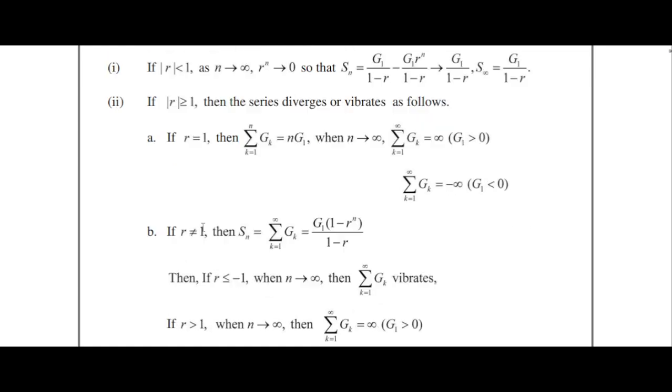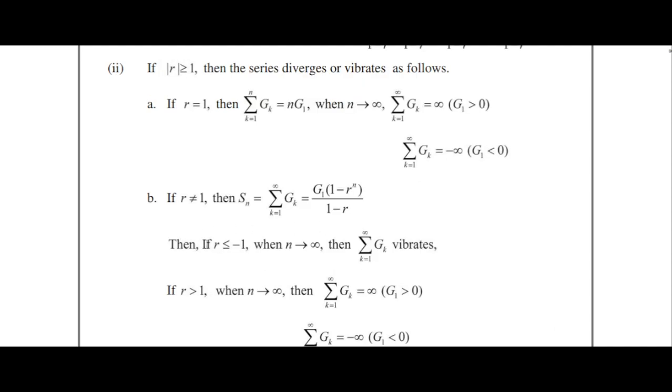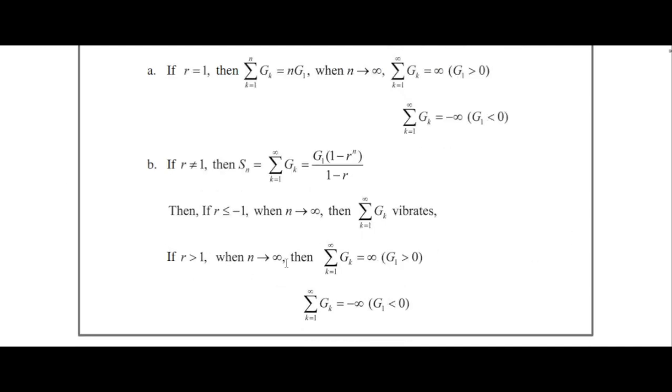Case number b, if r is different from 1, then Sn is like this. If r is less than or equal to minus 1, when n approaches infinity, then this vibrates. For r greater than 1, as n approaches infinity, this infinite series goes to either plus or minus infinity. This depends on the g1 value.